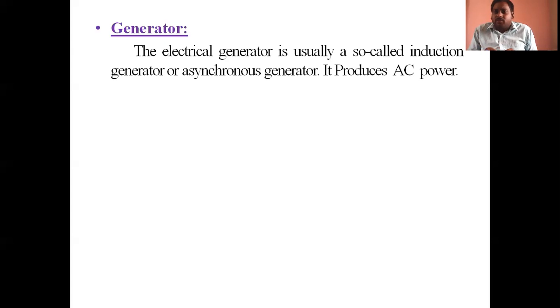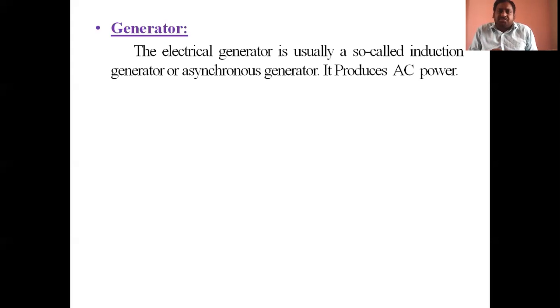The wind power generating system requires an asynchronous generator. The wind power generation system does not want a constant speed generator, because wind speed is not constant. Wind speed is variable. That means to withstand the variable wind speeds, an asynchronous generator is required.